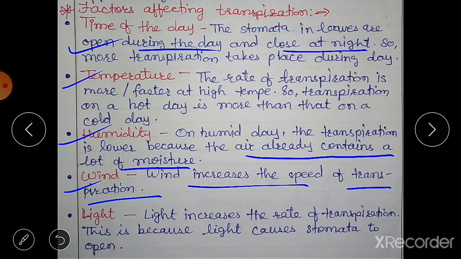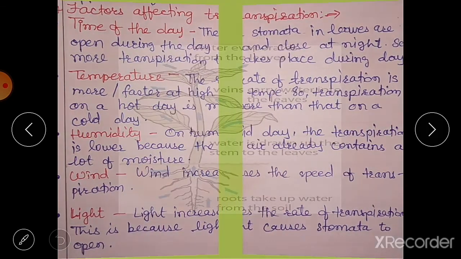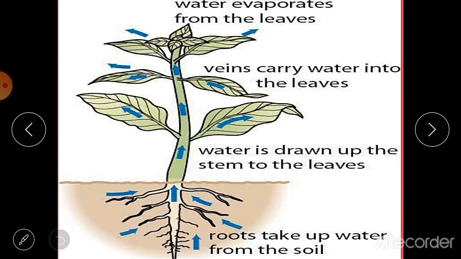Then light increases the rate of transpiration, and this is because light causes the stomata to open. We have seen that during the day the stomata are open, which means light is there. During the day sunlight is there, and that is why the stomata are open and the rate of transpiration increases. So these are the factors that affect the rate of transpiration in plants.